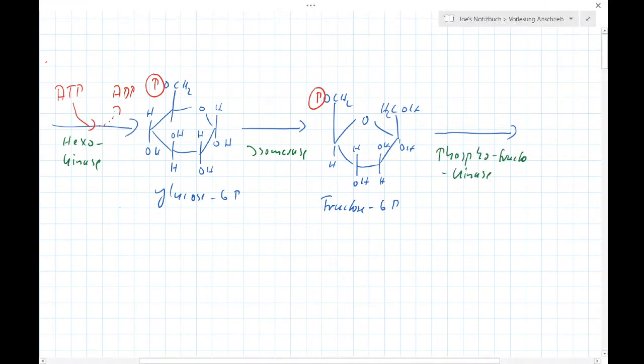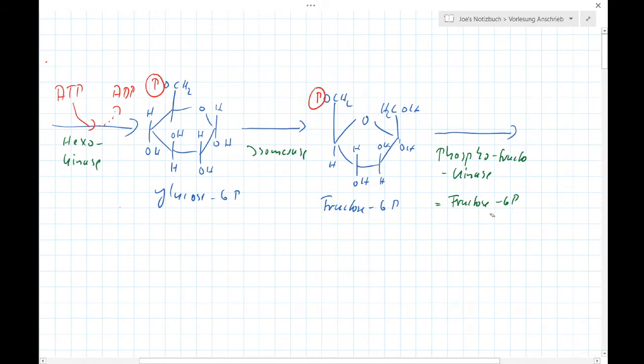And if it's called kinase, it means that you phosphorylate fructose 6-phosphate. You could also call it fructose 6-phosphate kinase. The kinase stands for what the enzyme is doing, and the surname kind of tells you what the substrate of the molecule is, and it's fructose 6-phosphate.